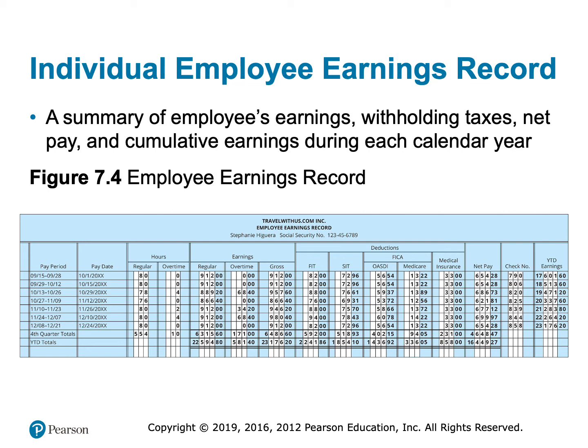FIT is federal income taxes withheld. SIT is state income taxes withheld, OASDI, Social Security, Medicare, then we have the medical insurance. So we take the gross pay minus all of these deductions, and that gives us the net pay. We're going to write down what check number we wrote to her and then update her earnings to date.